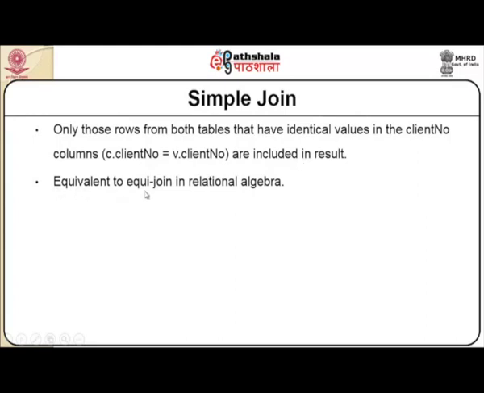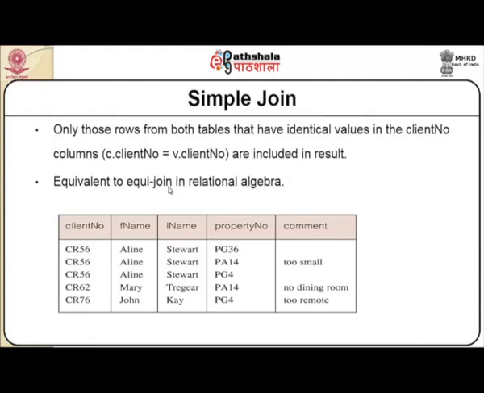This is equivalent to the equi-join that we saw in relational algebra. In relational algebra, we would have used the join symbol with the condition C.clientNo equals V.clientNo. So this looks at client number in two different tables, Client and Viewing. If both tables have equal client numbers like CR56, CR62, CR76, then those rows, along with the other attributes listed in the query, will be taken.